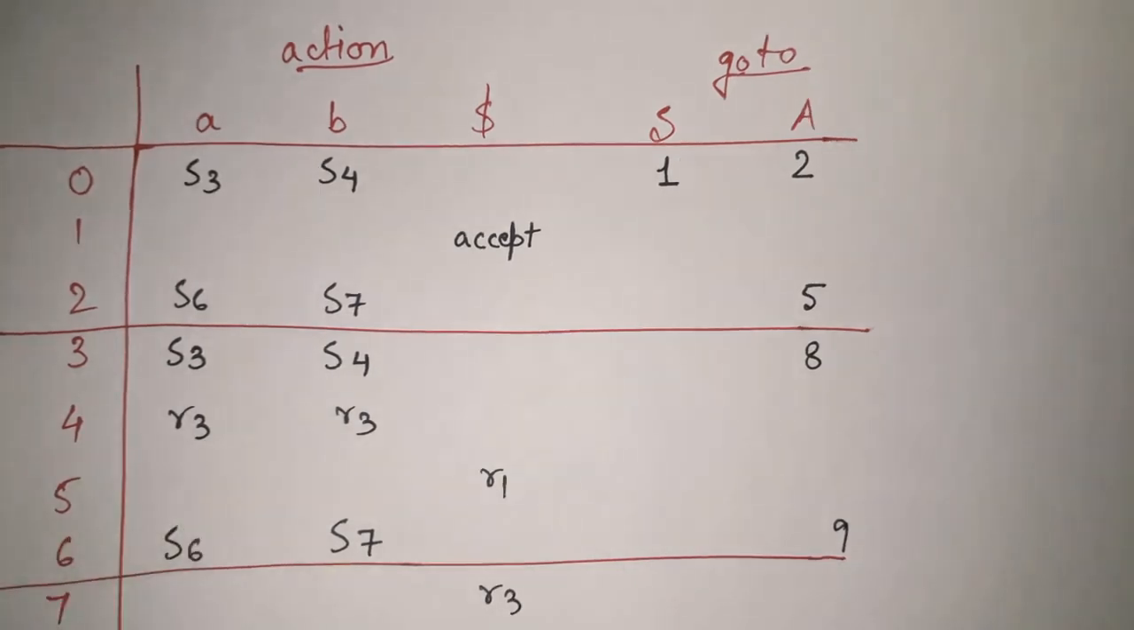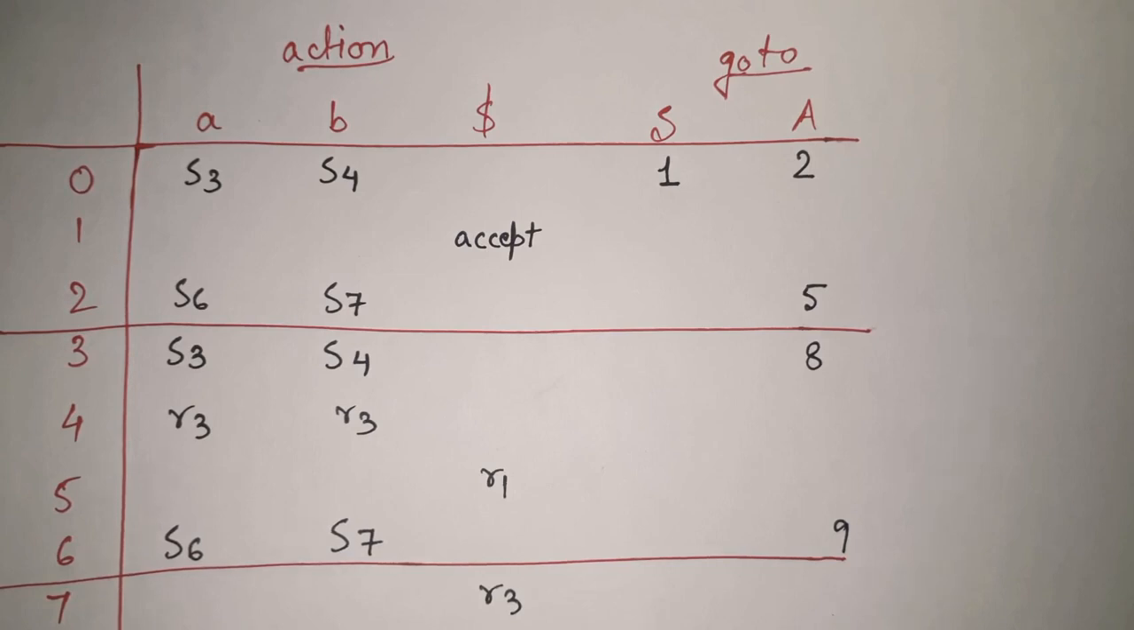Okay. Then we are having 8th state. 8th state is again a reduction state, A gives AA dot, so it is R2 and the look ahead is A and B. R2 I have to write in A and B.